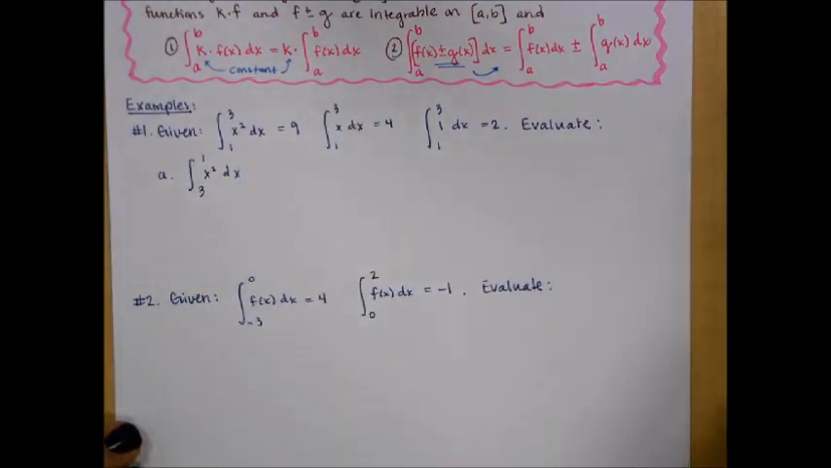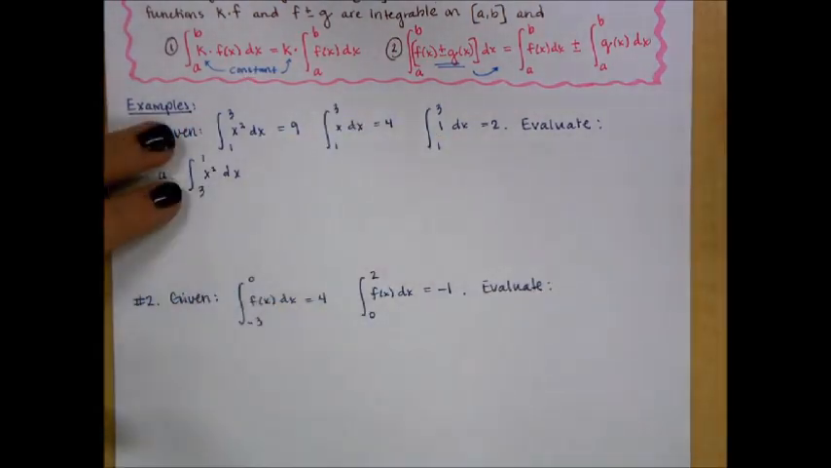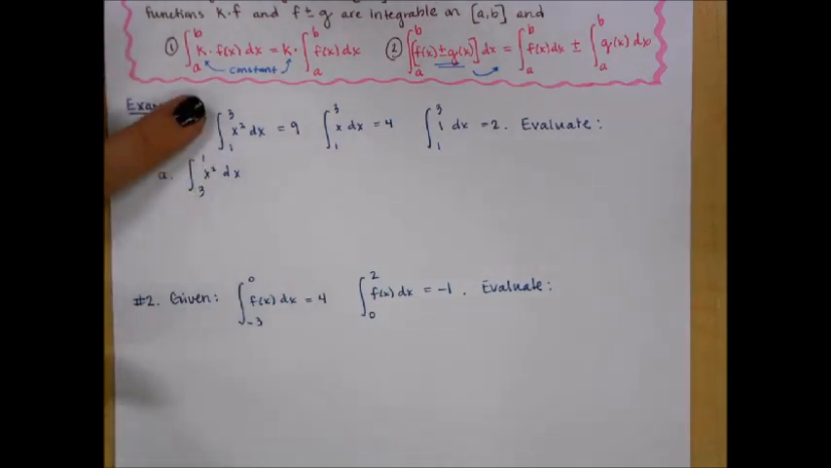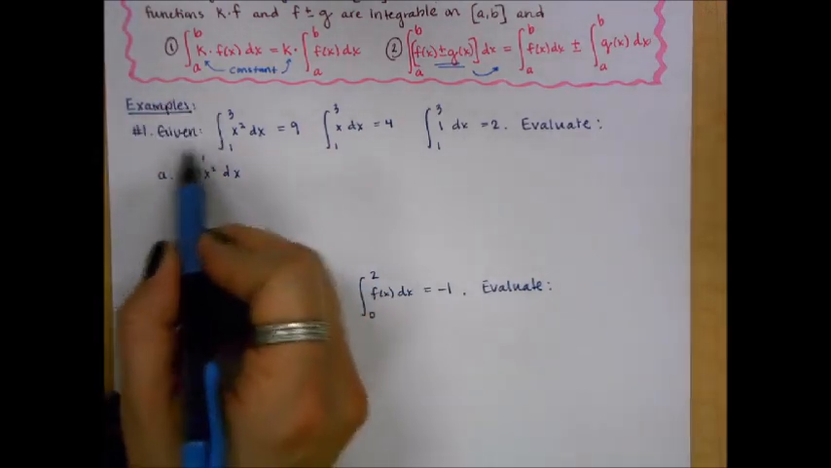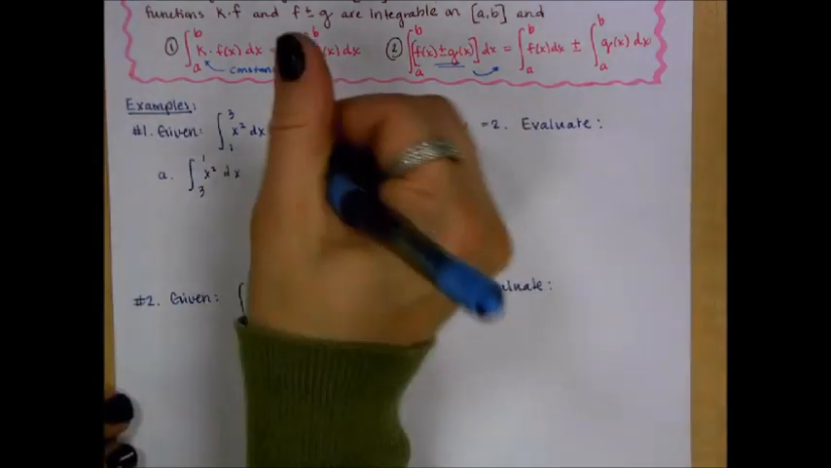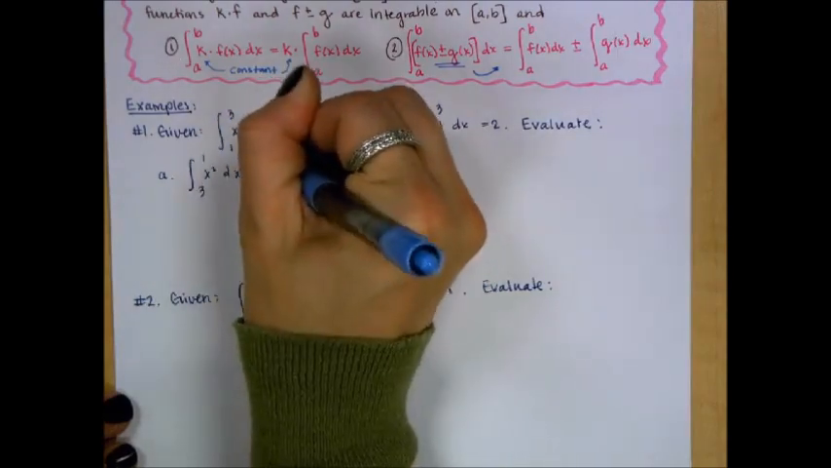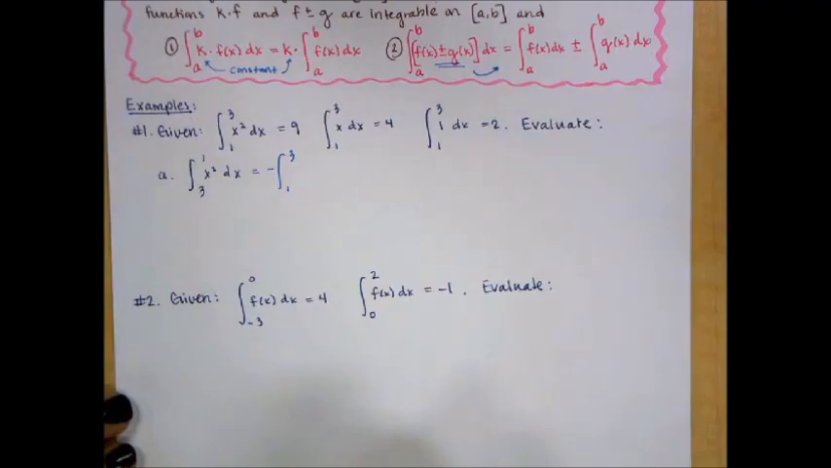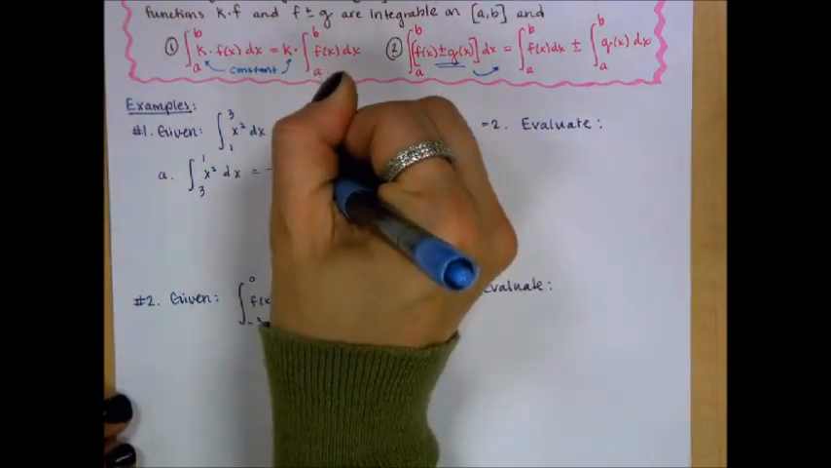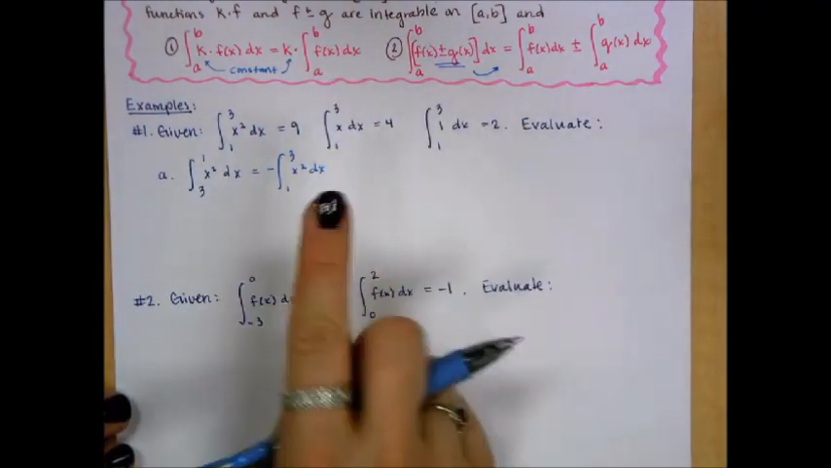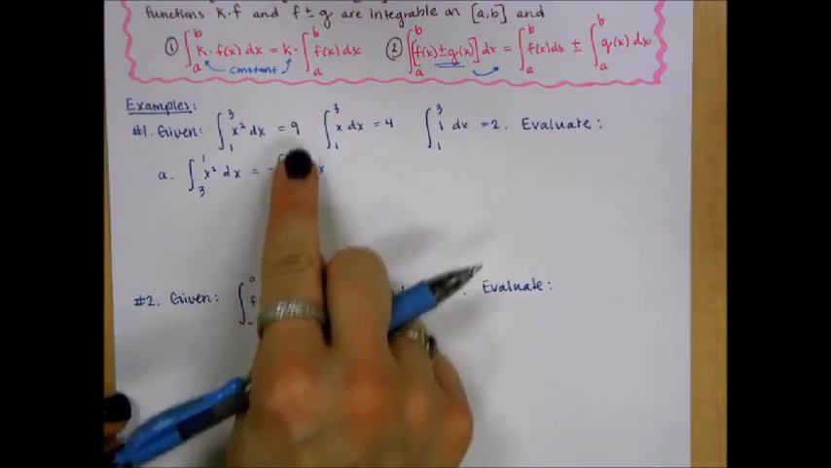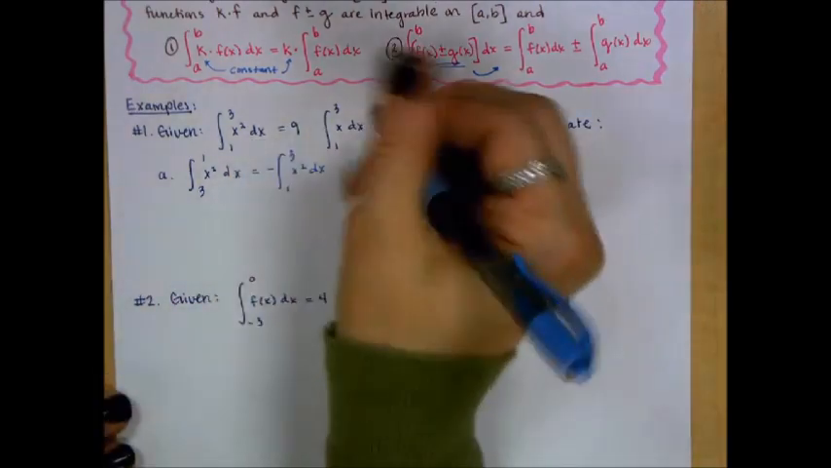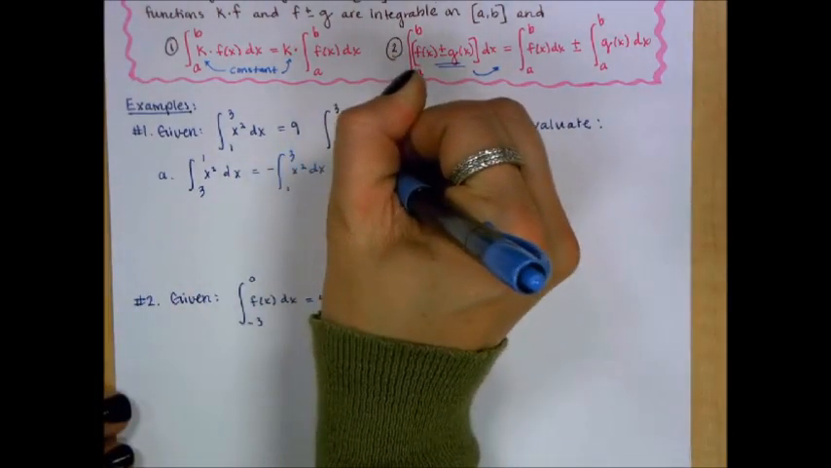Here, the values are switched, and they need to be in the order 1 to 3. Remember, bottom to top, A to B is 1 to 3. If I switch them around, I'm using that second property that says if I switch the values around, we end up multiplying by a negative, x squared dx. Then we just make the substitution. The integral from 1 to 3 of x squared is equal to 9. So this is now negative 9.